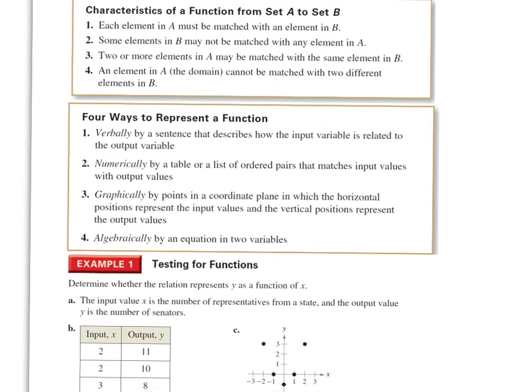So we've got verbally, by a sentence; numerically, where we're doing a table; graphically, where we're actually plotting points; and algebraically, by equations. When we're looking at functions, my favorite way to do this is pretty much with a line, because there is a test that you can do graphically that makes this really super easy. If you graph it, it makes more sense. So I'm just going to try to give you the easiest way.